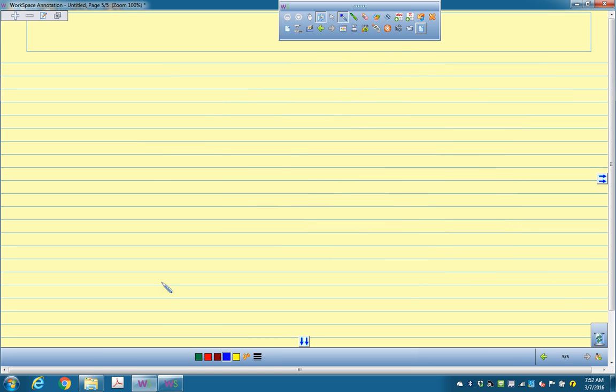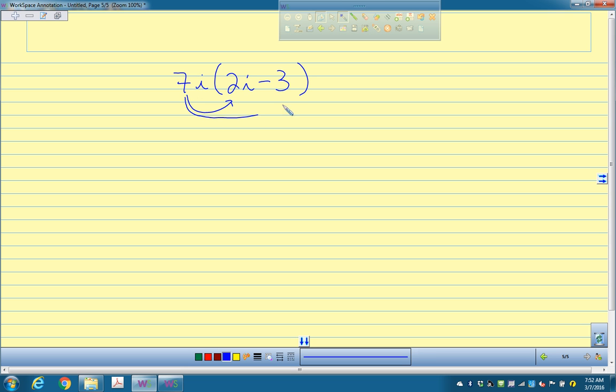All right. So if I have something like this, 7i times, this is where you use the distributive property, minus 3. You just do it like we've been doing, like you did on your test. You multiply this times this, and this times this. So you get 14i squared, right? Minus 21i.